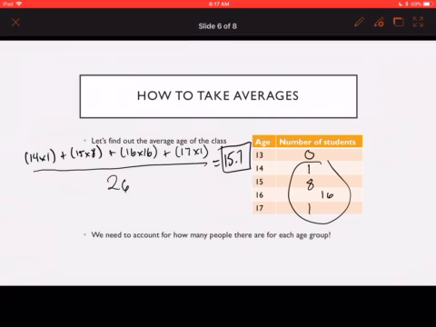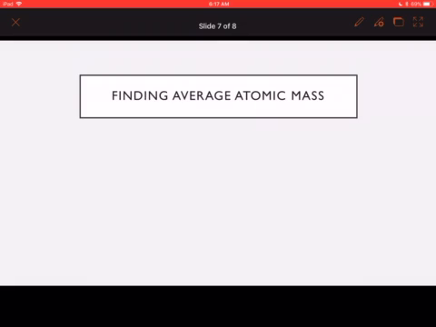So, right, we should expect it to be between 15 and 16 because that's where most of the students are in age. And it leans a little more towards 16 because there's more 16-year-olds than 15-year-olds. All right, so now let's do this for finding the average atomic mass of an element.